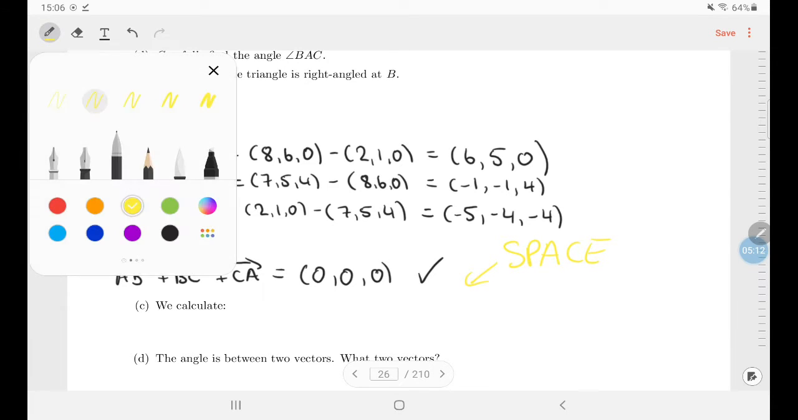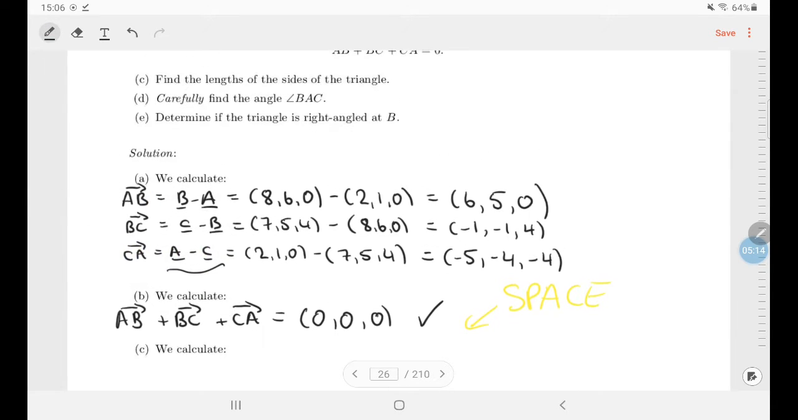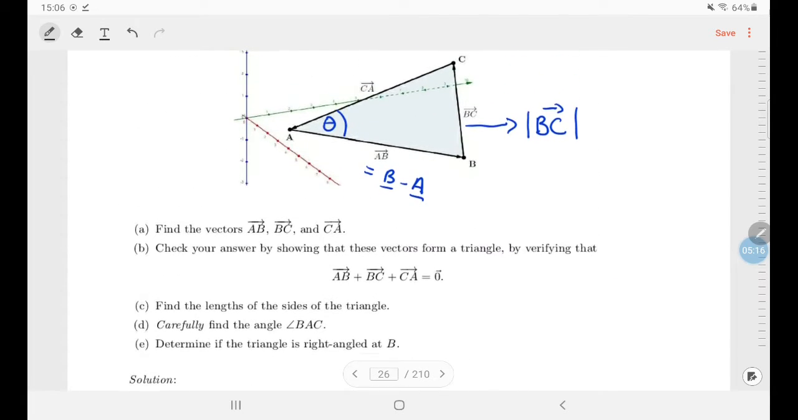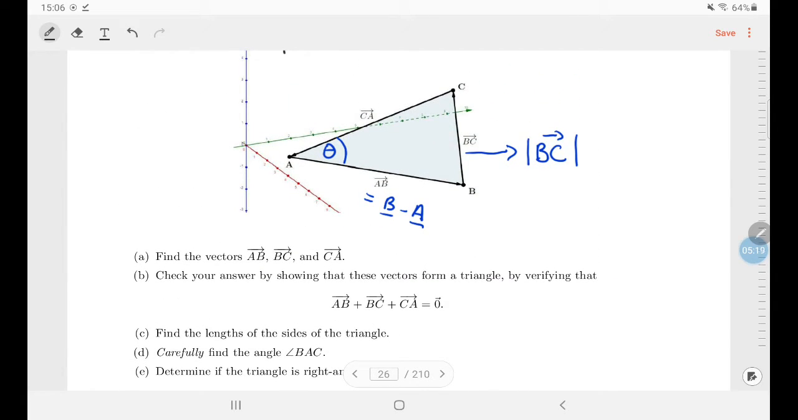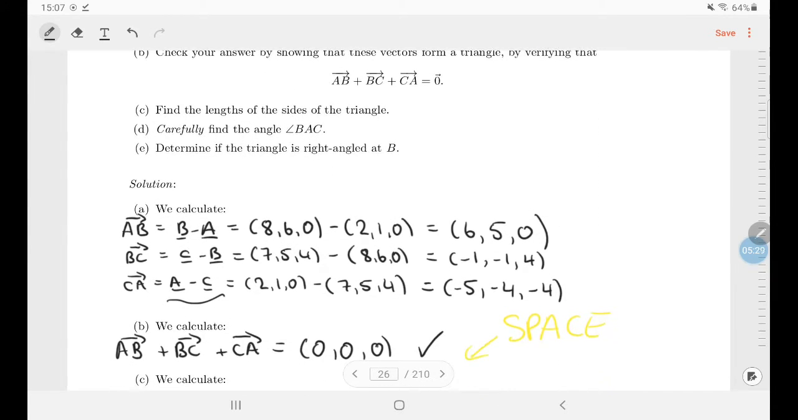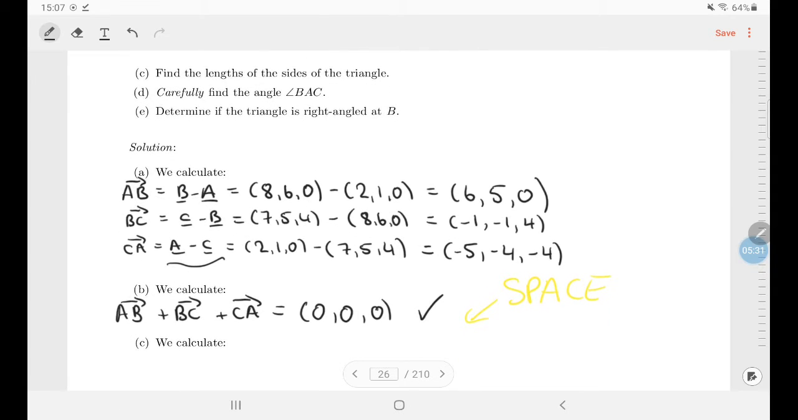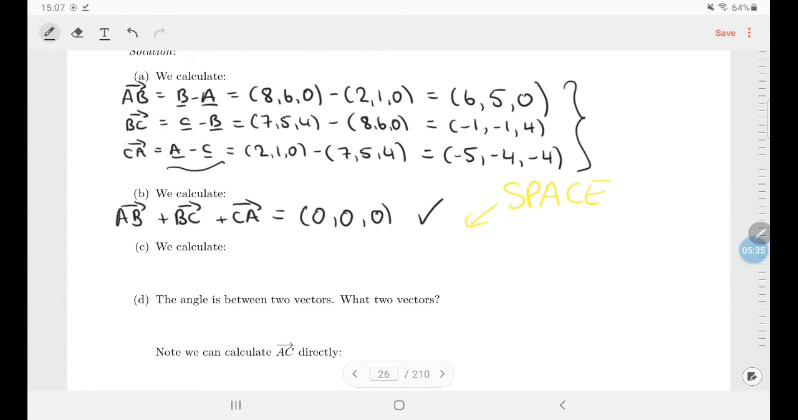Okay, so the lengths of the sides of the triangle. The lengths of the sides are the same as the lengths of the vectors. So if I want to find the length of the side BC, I just find the length of the vector from B to C. So all I have to do is find the length of these three vectors here, and they'll be the lengths that I'm interested in. So I'm going to have to do a little Pythagoras here. I haven't got much space, so I'm going to do it in my head. So remember, it's the square root of the sum of the squares.